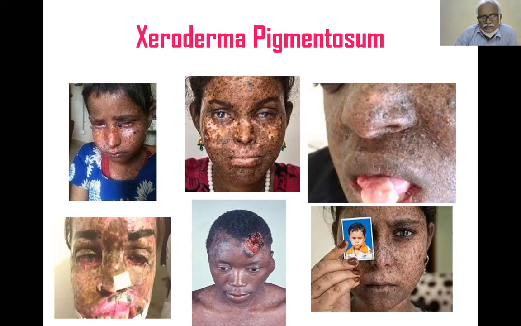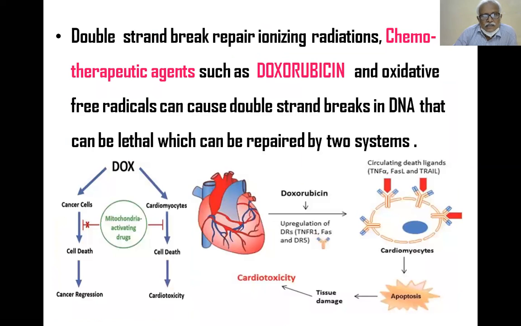Xeroderma pigmentosum. Now, double strand break repair. Ionizing radiations, chemotherapeutic agents like doxorubicin, and oxidative free radicals, they all can cause double strand breaks in DNA. So these double strand breaks will be lethal. That can be repaired by two systems.